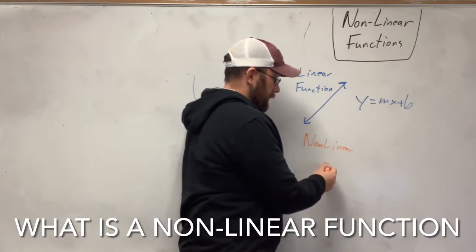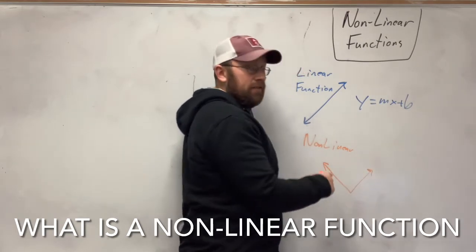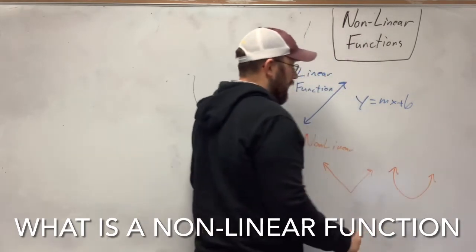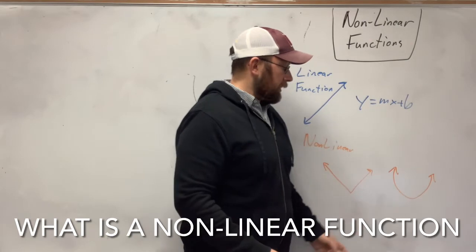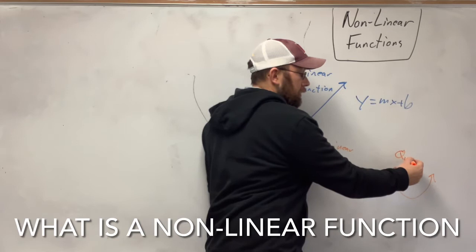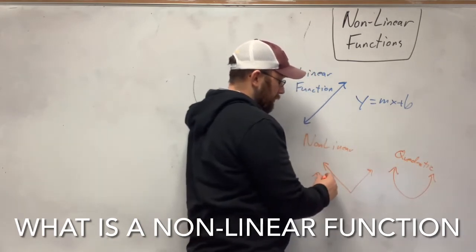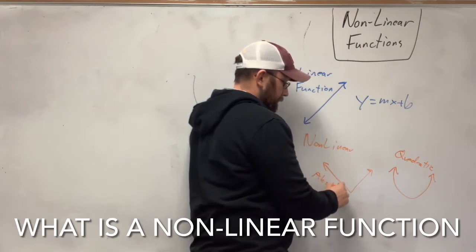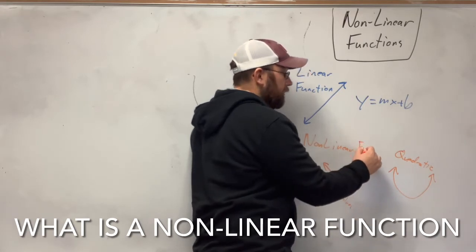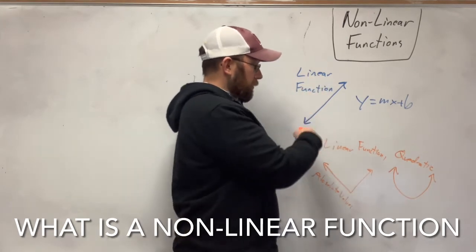So that is not a straight line. That is a V. That is not a straight line either. That's a U, but these are still both functions. This is what is called a quadratic, and this has to deal with absolute values. They're still functions, they're just not linear functions, which is a straight line.